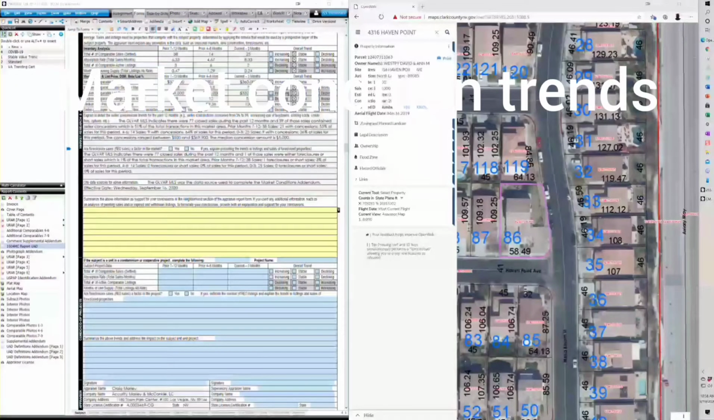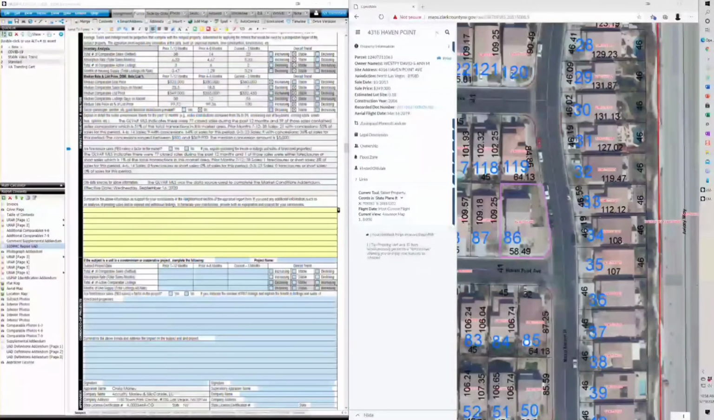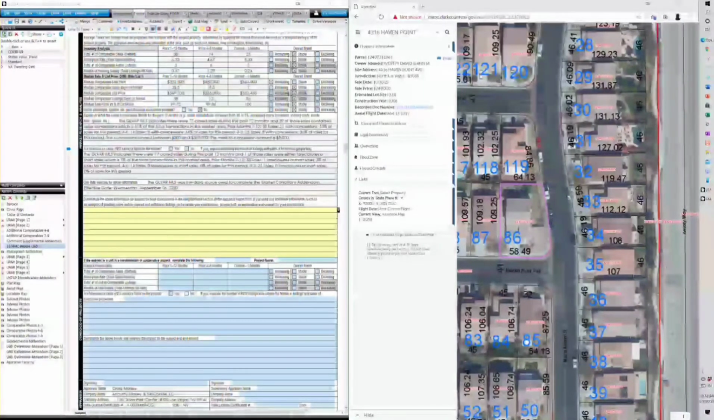We're going to be looking at a simple tool that's free that can help you determine market condition trends in the areas in which you work. So I have pulled up here on the Clark County website a property that's sold, and you can see that it sold for $249,000 back in 2015, in October 2015.